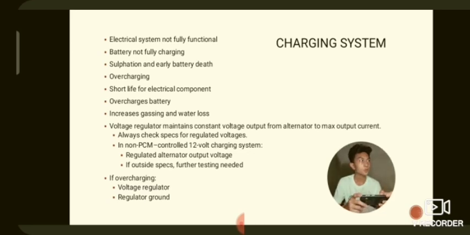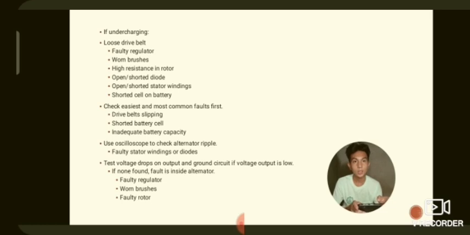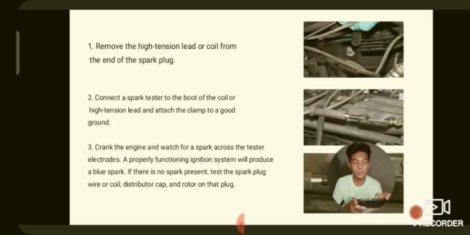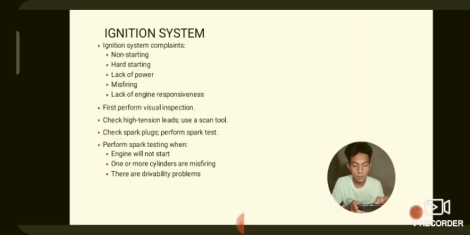Ignition system. Ignition system complaints: no starting, hard starting, lack of power, misfiring, lack of engine responsiveness. First, perform a visual inspection. Check high tension leads using a scan tool. Check spark plugs. Perform a spark test when the engine will not start or one or more cylinders are misfiring.